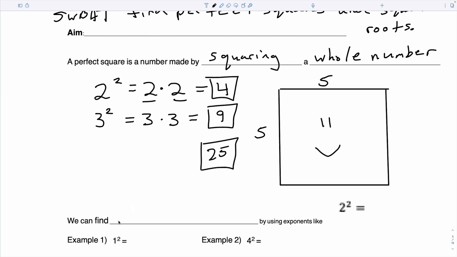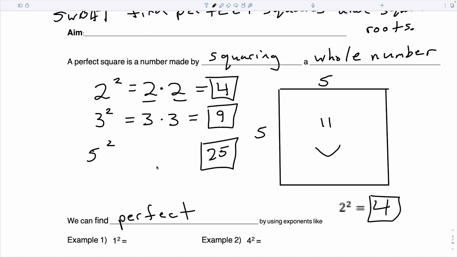You can find perfect squares by using exponents like we did up here. 2 squared is a perfect square of 4. You could do 3 squared, you could do 5 squared. There are about 20 perfect squares that you need to have memorized for next year. You guys will get that list starting tomorrow.